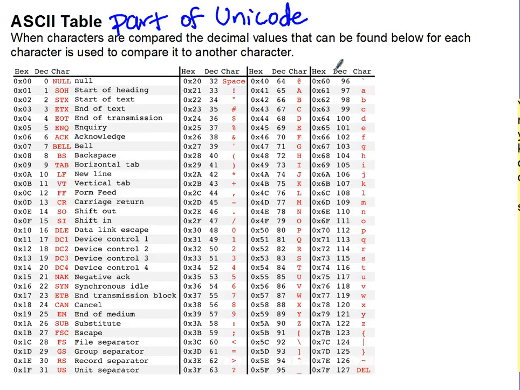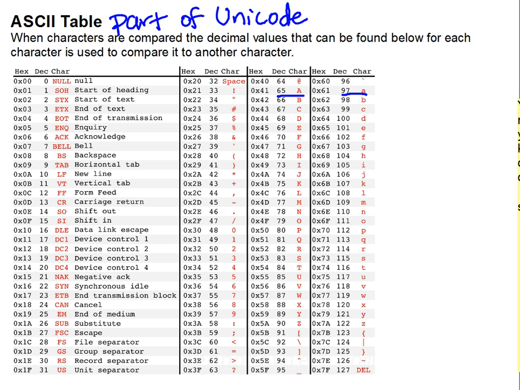Why do we need this chart? The reason, each letter has a decimal value. So when you go through and you compare characters, you actually compare the 65 for the capital letter A. If I was trying to compare the lowercase letter a, I would use the value 97. It's a lot easier now. I have number values, and I can easily tell, is 97 greater than or equal to 65?